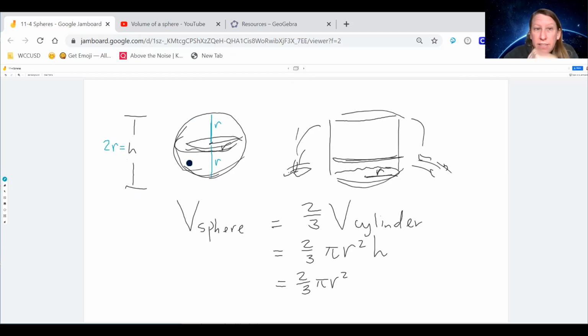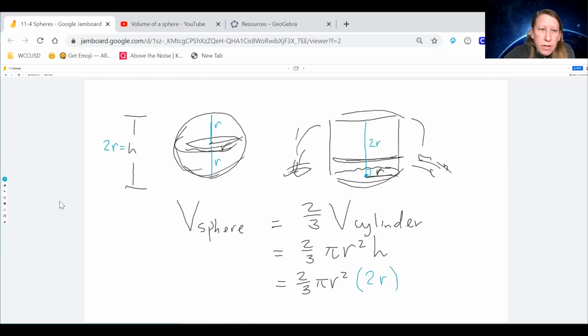It is. So the height of the sphere is 2 radii, or a diameter, but we're going to use radius. Okay, so the height of this is also 2 radii. So 1, 2 radii is the height. Okay, so I'm going to replace this with 2 radii.